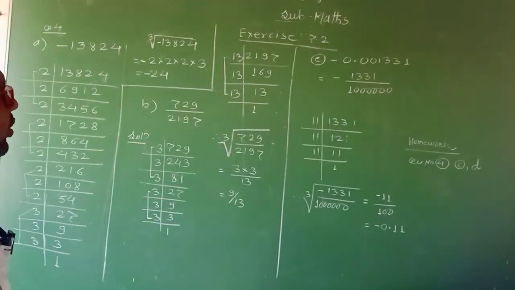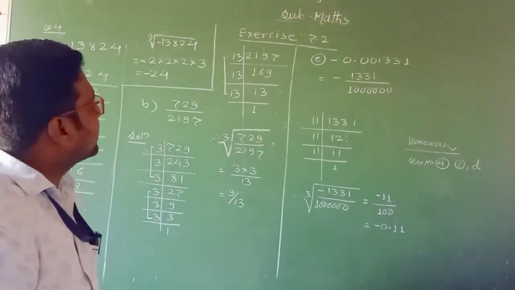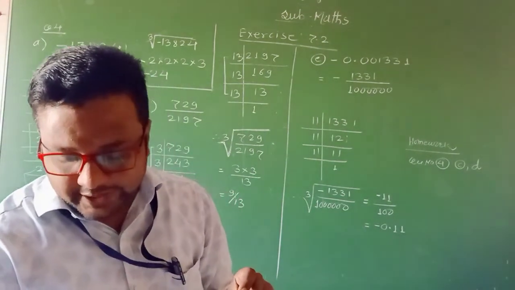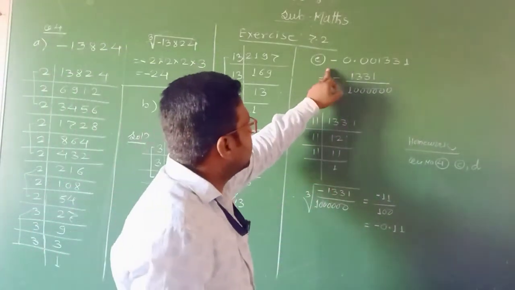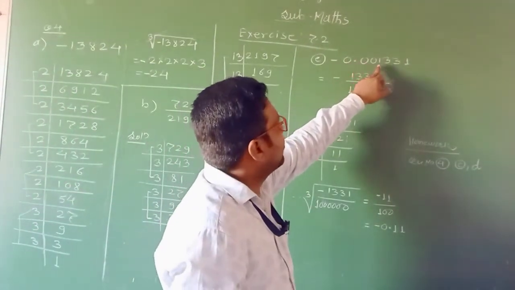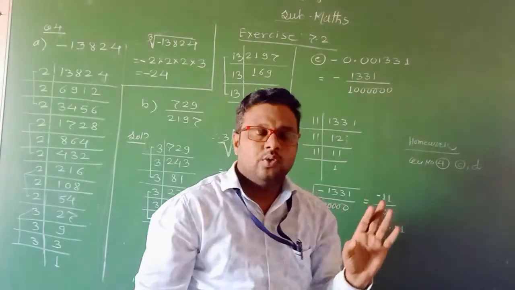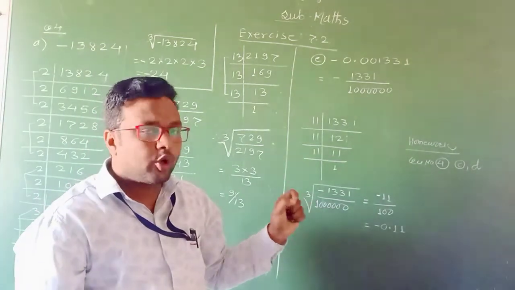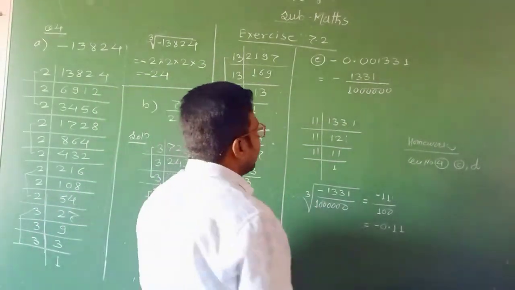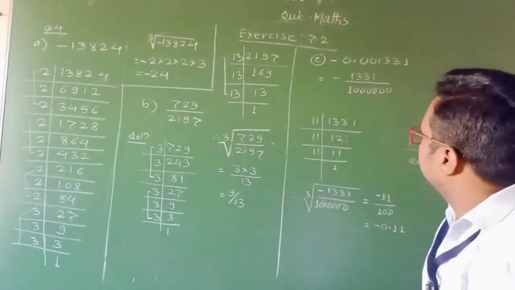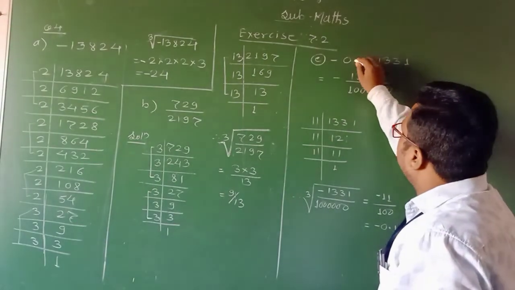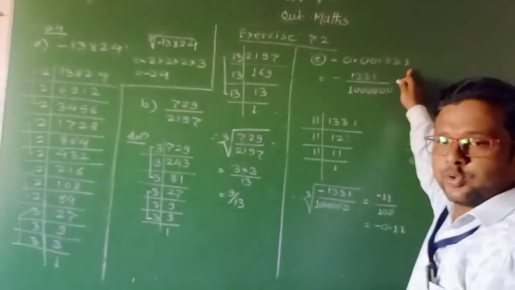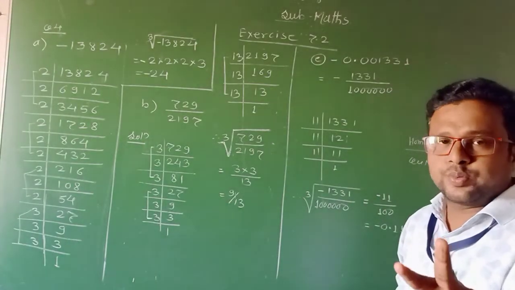See, one more type of question from this question. The example here I take. One decimal number is given, minus 0.001331. Find out the cube root of this number. Now see, to find out the cube root of the decimal number, first we write this number in fraction form. Now see, in the decimal part, how many digits are there? 1, 2, 3, 4, 5, 6. If we make the group of 3, we will get two groups.